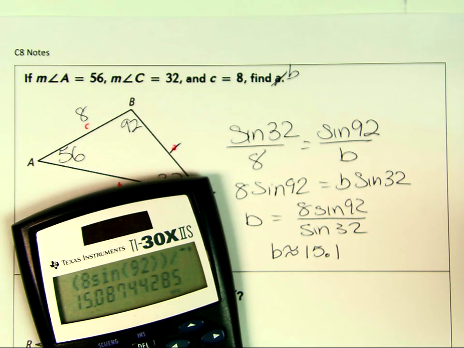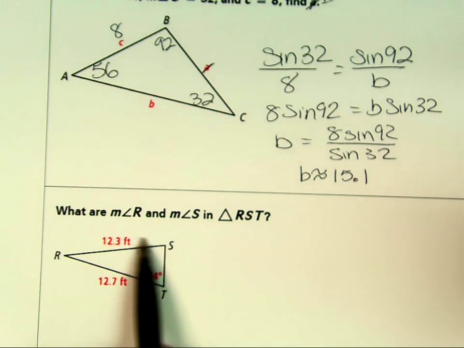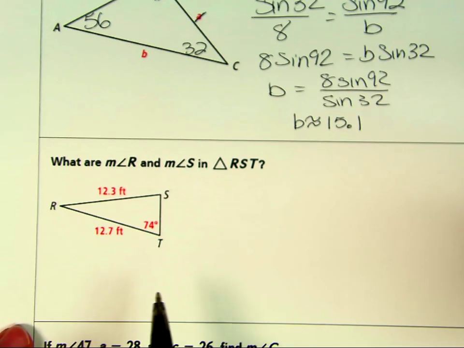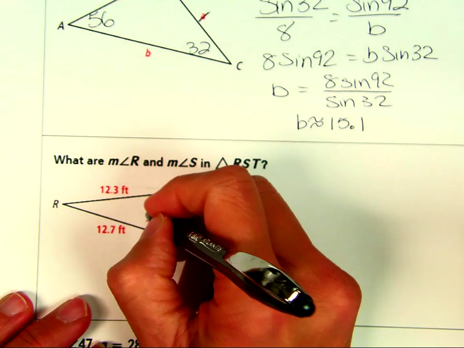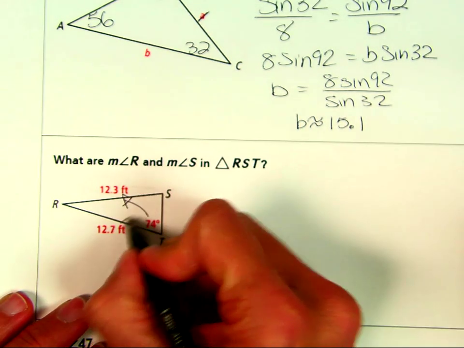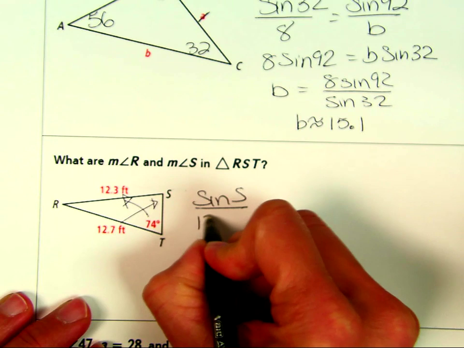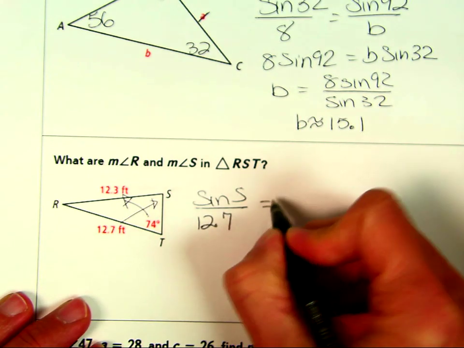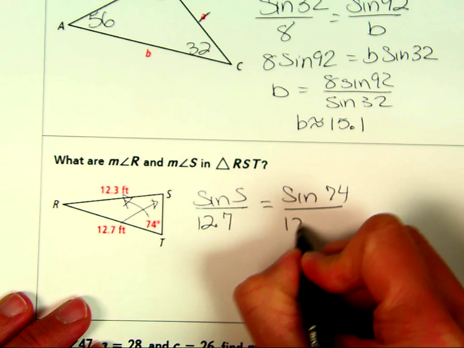Okay, so far we've just found sides, but now we're going to use the law of sines to find an angle. Remember, when you're trying to find an angle, you have to use the inverse function. But we're going to start off the same way. We know that these two are opposites. So we're going to say the sine of S over 12.7 feet is equal to the sine of 74 over 12.3 feet.